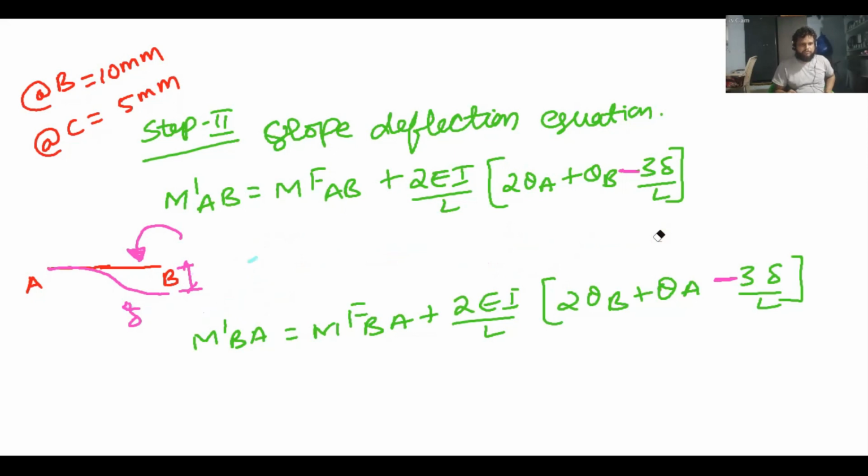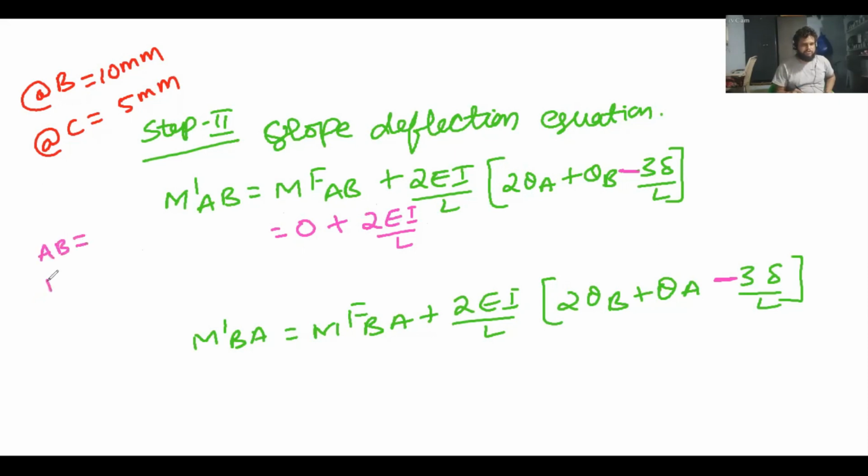Now we will proceed with our span AB. In the span AB, MFAB is 0, plus 2EI by, what is the total length they have given in the question? I forgot to write the lengths over there. So AB equal to BC equal to CD equal to 6 meters, 6 meters, 6 meters. Please modify your figure. So this will become 6 meters into 2 theta A plus theta B minus 3 times of, what is the delta? Delta is 5 mm.